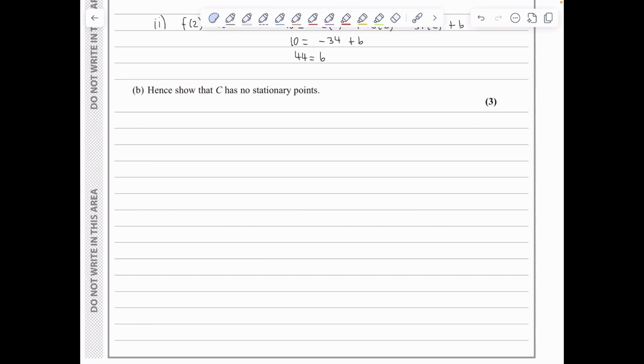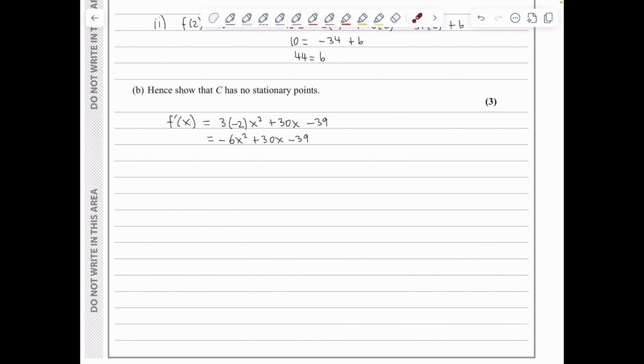is 44. In part B, we need to hence show that C has no stationary points, and I will start by stating f dash of x now that we've got the values for A and B. So it's going to be 3 times the ax squared plus 30x minus 39, which simplifies to negative 6x squared plus 30x minus 39. Well, we know that the stationary point satisfies that f dash of x is 0.